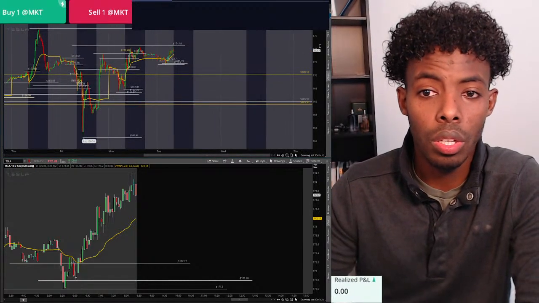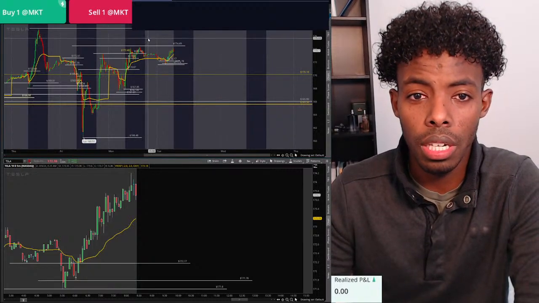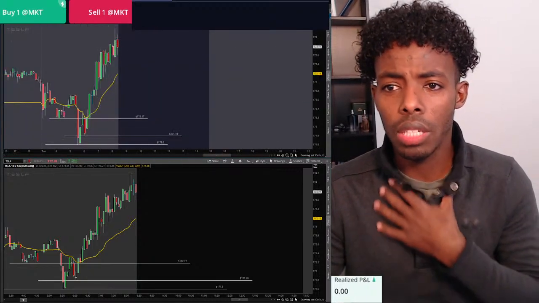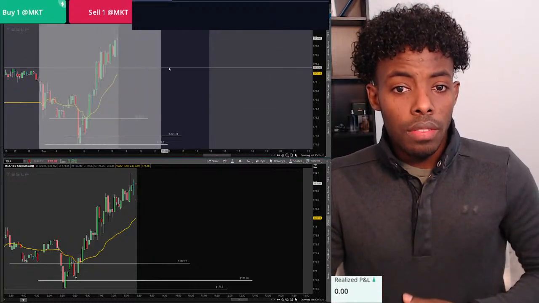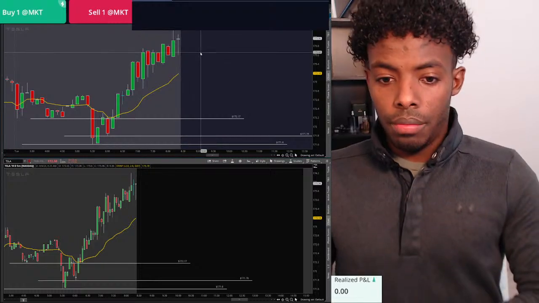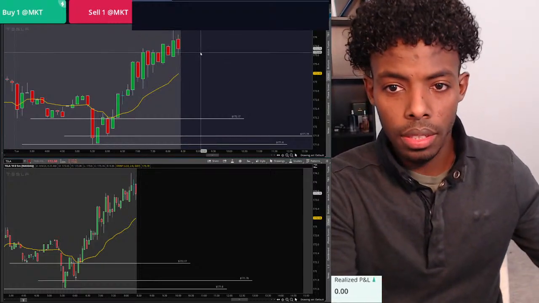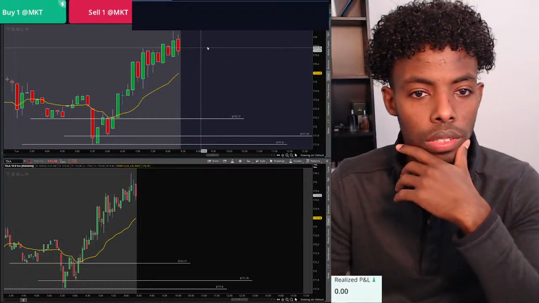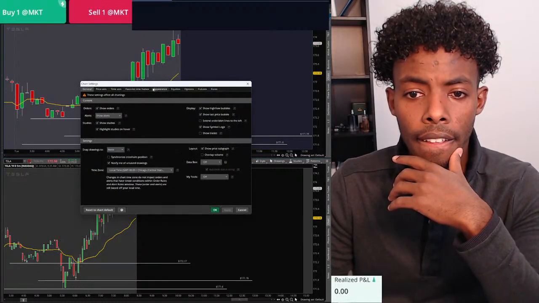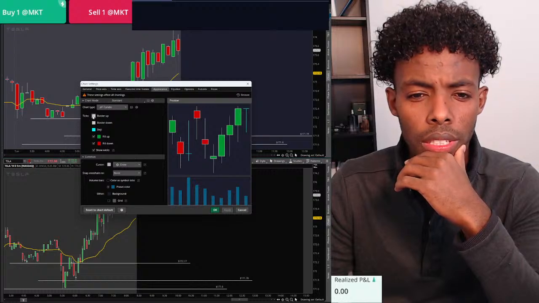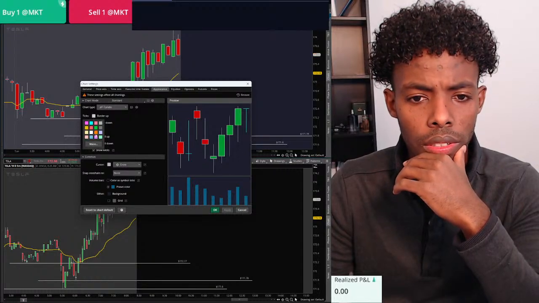We are good with Tesla. All right, I think we're all set. I don't think we need to complicate anything. This is very nice. Okay, here we go. Let's go to appearance real quick and change it to regular color.